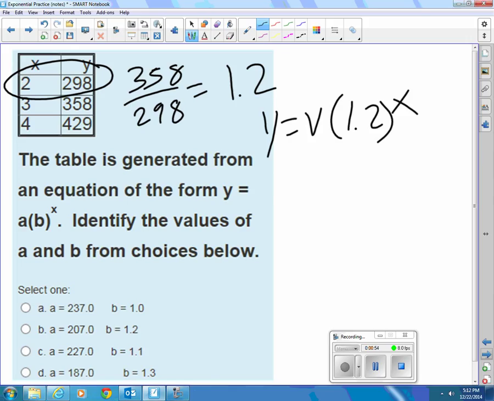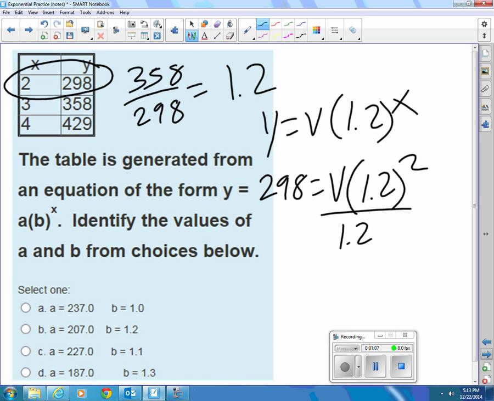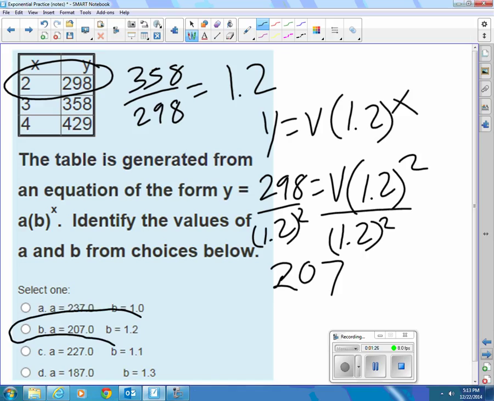After two growth steps, we could say there are 298 times that equals the starting value times 1.2 squared. So then we can just solve by dividing by 1.2 squared. And that value is 207. So the one that matches there would be the second, would be B.